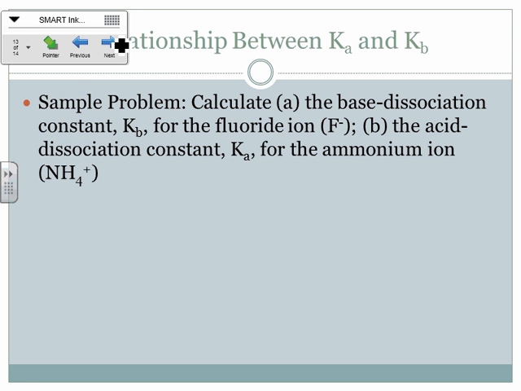Okay. So, sample problem here. Calculate the base dissociation constant Kb for the fluoride ion, F minus, and the acid dissociation constant for the ammonium ion. Here's the thing. The book does not actually give us the base dissociation constant for fluoride. What the book does give us, and this is the reason that they're asking this question, is because they're assuming you're looking at the Ka's and the Kb's out of the book. It does give us the Ka for HF, hydrofluoric acid, is 6.8 times 10 to the negative fourth.